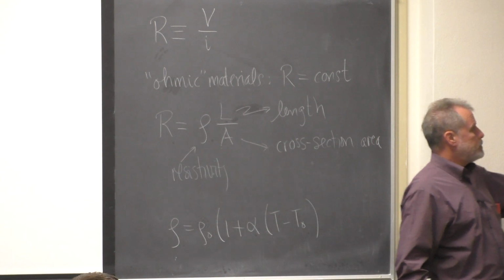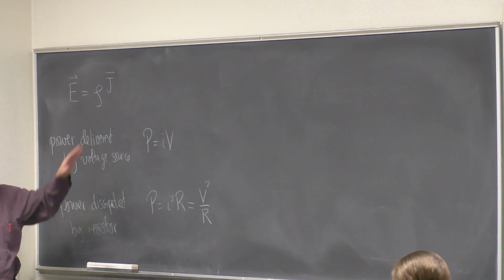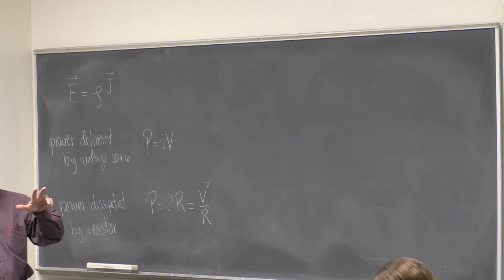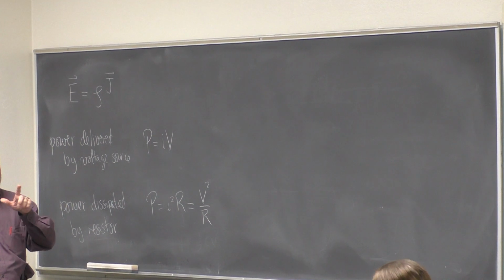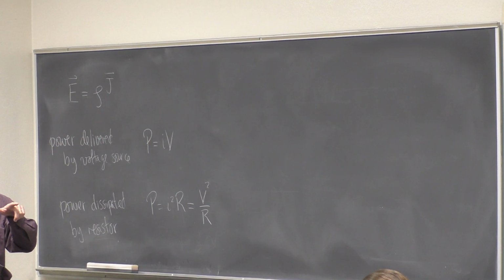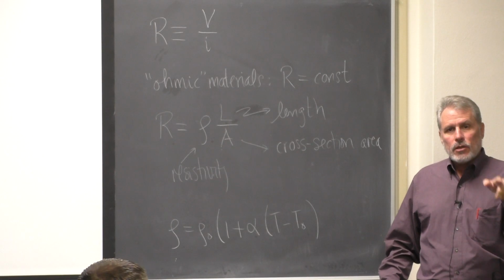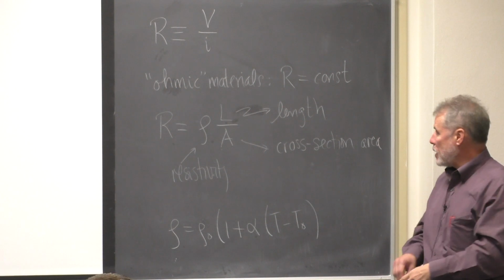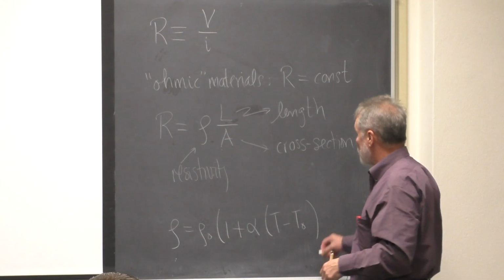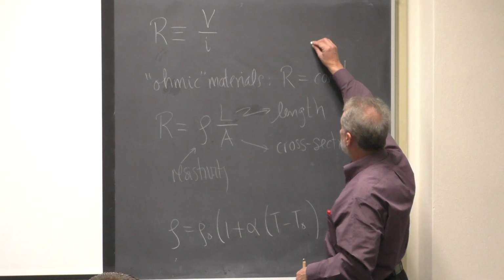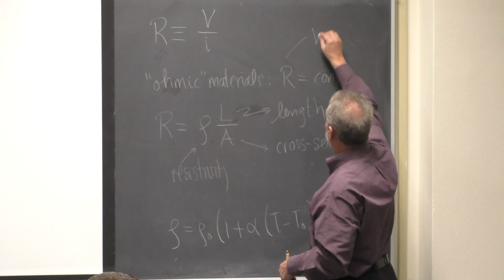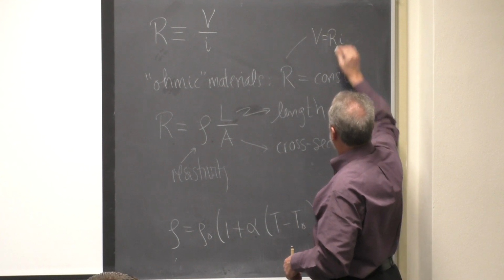In the same way that for ohmic materials the voltage is related to the current, V is equal to Ri for ohmic materials, right? So in this case we have V equals Ri.